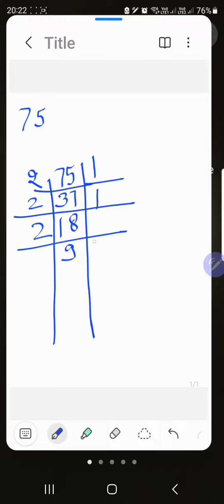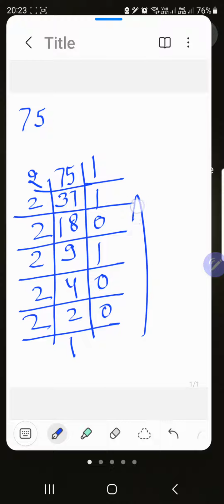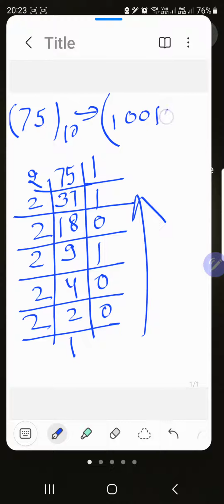2 9s are 18, remainder is 0. 2 4s are 8, remainder left is 1. 2 2s are 4, remainder is 0. 2 1s are 2, remainder is 0. From bottom to up, the binary form is 1 0 0 1 0 1 1.